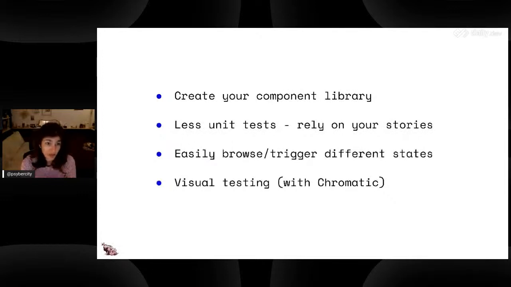Actually, this can help you write fewer unit tests. You can rely on your stories for these, because if you write detailed stories with lots of scenarios, you can cover use cases. Also, you can easily browse and trigger different states, as I explained. And you can do things like visual testing using Chromatic, which is a tool developed, I think, by people from Storybook, I'm not sure. And you can do other types of things like snapshot testing to see the changes pixel by pixel when the UI has changed, which is super, super helpful.